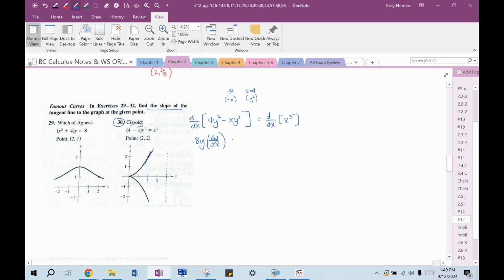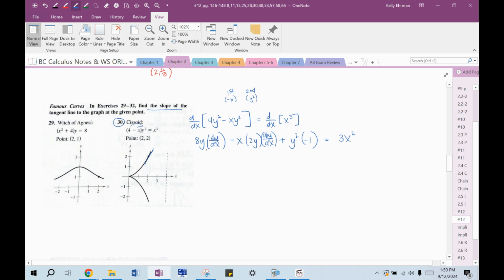So if you do it like that, then it's first times derivative of the second, 2y dy dx, plus second, y squared, times derivative of the first. The derivative of negative x is just minus 1. So these are the correct signs. This is what I would have if I did product rule and then distributed a negative through. So I find this to be more efficient. And then on the other side, it's equal to 3x squared. No chain rule required because this is in terms of x and we're differentiating with respect to x.